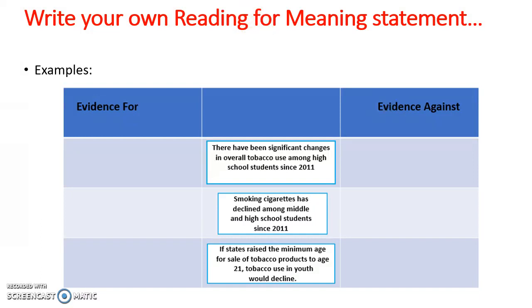This particular chart we're looking at here, Reading for Meaning, is related to the youth and tobacco use article. If you haven't looked at that, check that out in a previous lesson video. Great information, good practice with informational text from the Center for Disease Control.